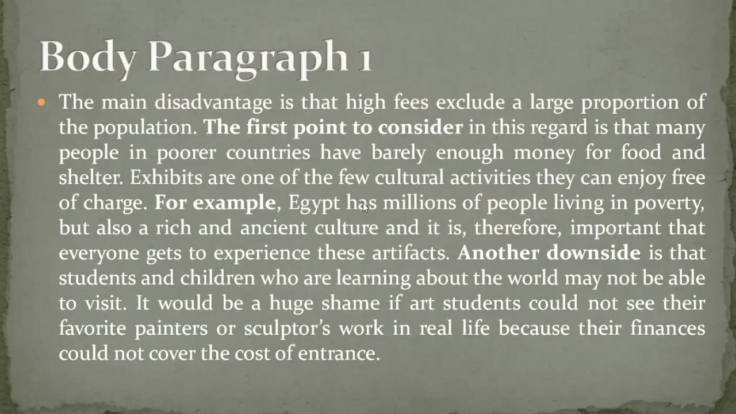For example, Egypt has millions of people living in poverty, but also a rich and ancient culture. And it is therefore important that everyone gets to experience these artifacts. We're using the words artifacts and exhibits to talk about the items on display inside the museum. Of course, having a wide range of vocabulary is important here.